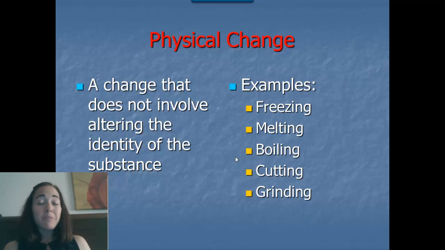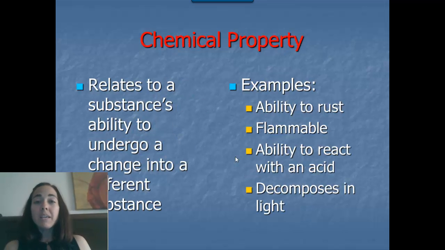Now the other type of change you need to know about are chemical changes. So let's talk about chemical properties and how they relate to a substance's behavior. Chemical properties relate to how a substance interacts with some other substance, undergoing a change. For example, when you buy brand new patio furniture at the beginning of the summer, usually by the winter time it has started to rust a little bit. That's because there's a reaction with oxygen in the air.